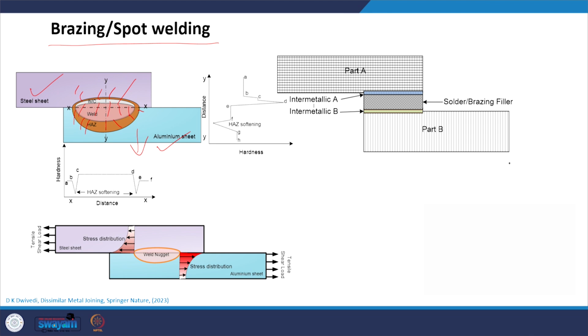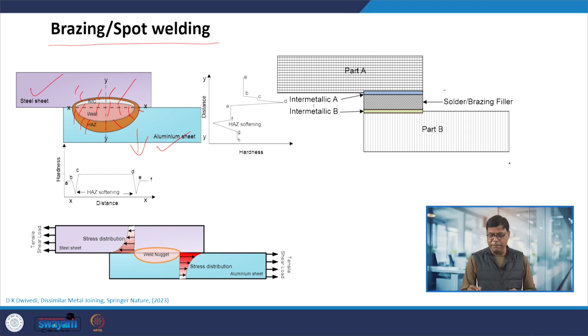Okay. So, brazing is another way where a compatible material is used between the two metals, but that will lead to IMCs at both the ends. Okay, and that in turn will lead to reasonably good joints. When such dissimilar joints are subjected to tensile stresses, this is what we can see: stress distribution also changes across the section.